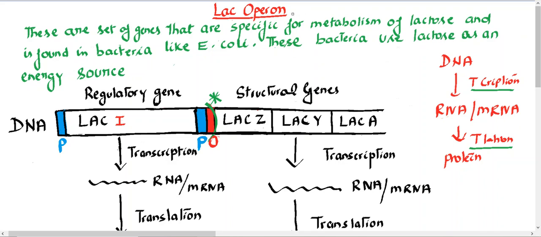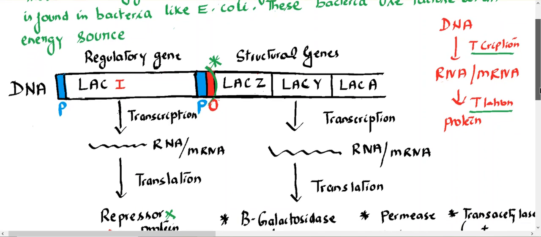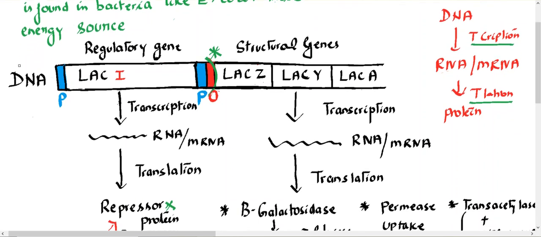And what is the function of Lac Operon in this lactose and E. coli? The Lac Operon plays a catabolic activity, breaking down the lactose so that the E. coli can get their energy. Okay, so as you can see, the Lac Operon gene, this is the DNA, they have a regulatory gene and they have a structural gene.